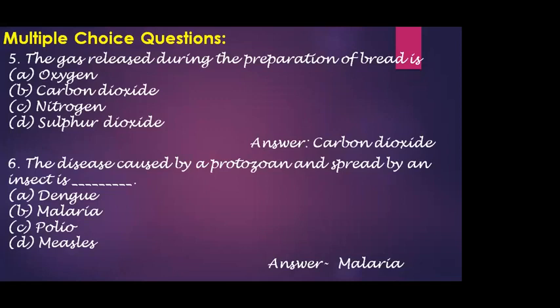Question number six. The disease caused by a protozoan and spread by an insect is dengue, malaria, polio, or measles. Here the correct answer is malaria. Malaria is the disease which is caused by a protozoan called Plasmodium. It is spread to healthy individuals by the bite of a female Anopheles mosquito carrying this Plasmodium in its mouth or saliva.